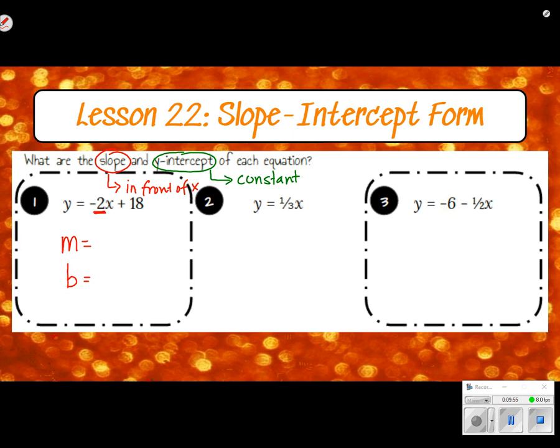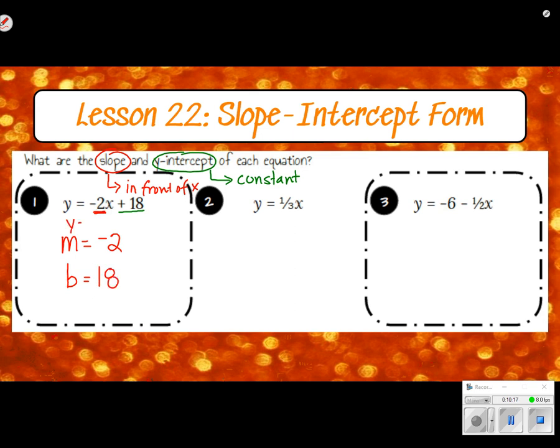So my m, what's in front of my x? -2. Notice I am not writing x. X is not in front of x, just the number in front of x. Don't write x. It's wrong. All right, the y-intercept is the constant. See how it's a plus 18? It's a positive 18. All right, 18.